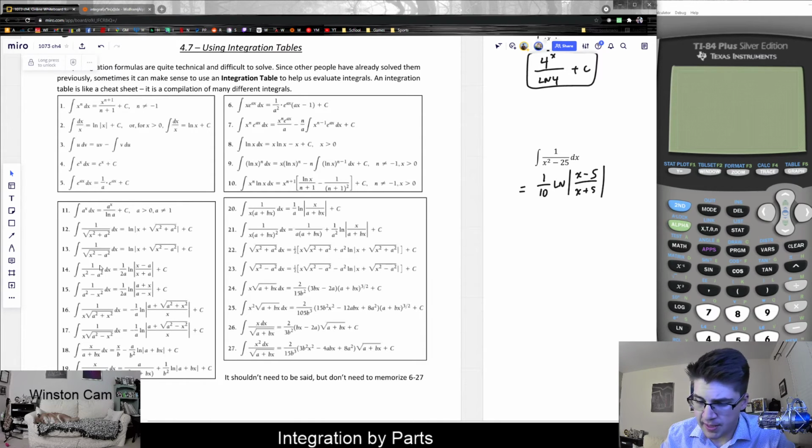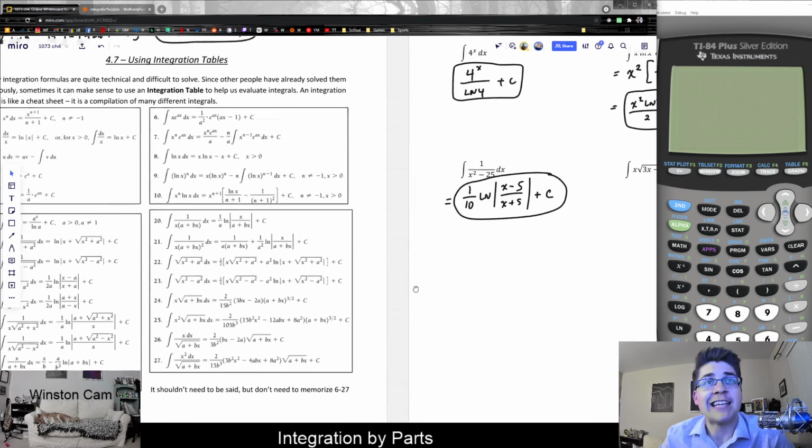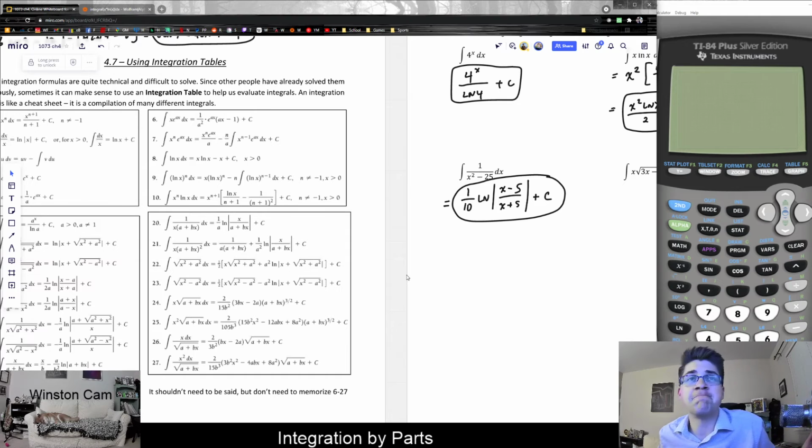Absolute value plus c. And the reason this works this way is it has to do with the factorization of the difference of squares, x plus 5 and x minus 5, and basically you can break it down into separate things and blah, blah, blah. But anyways, we get our answer.